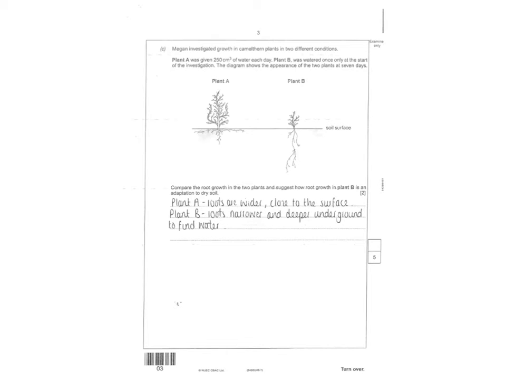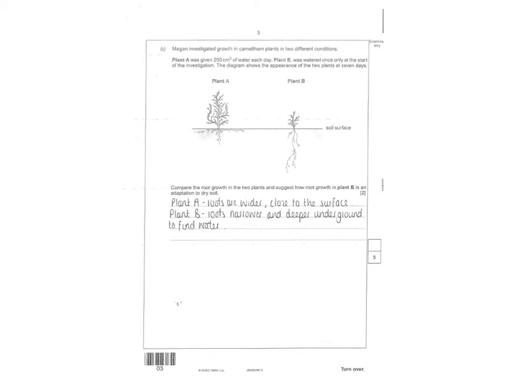Plant A was given 250 centimetres cubed of water each day. Plant B was watered once a day at the start of the investigation. The diagram shows the appearance of the two plants at 7 days. Compare the root growth of the two plants and suggest how root growth in plant B is an adaptation to dry soil.